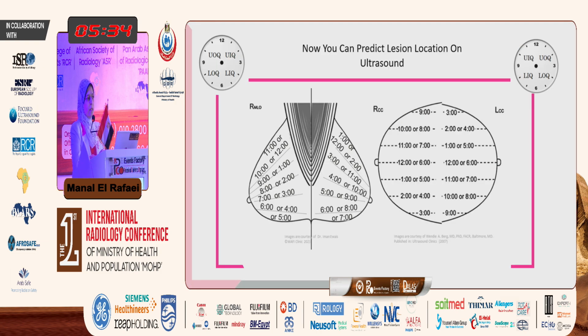Now, through using this nice diagram, we can predict the lesion location on ultrasound. That means if the patient is coming for mammogram, I detect a lesion, and I'm going to do the ultrasound for the same lesion, I can, through this diagram, predict where to search, at which hour I can find this lesion, so that if I find 2 lesions, I know which one I can see on the mammogram.